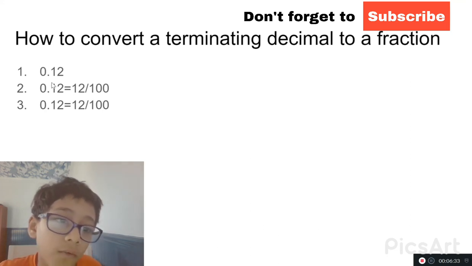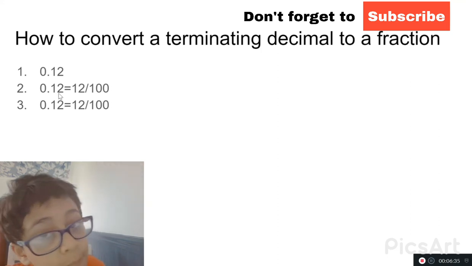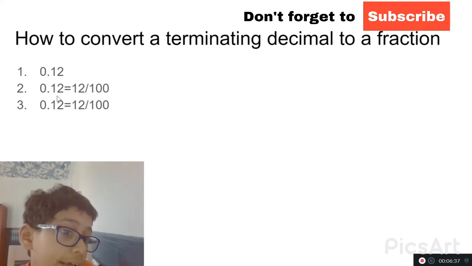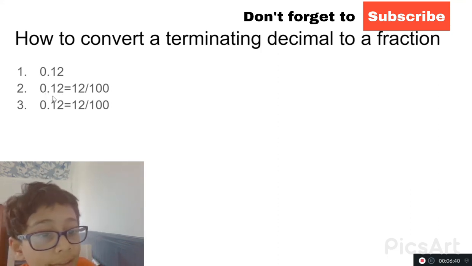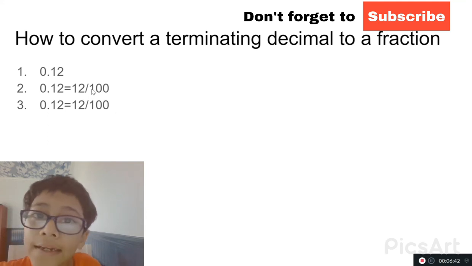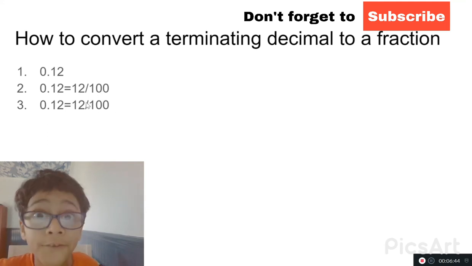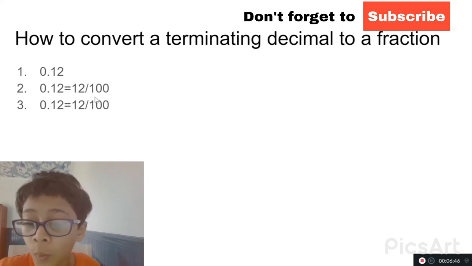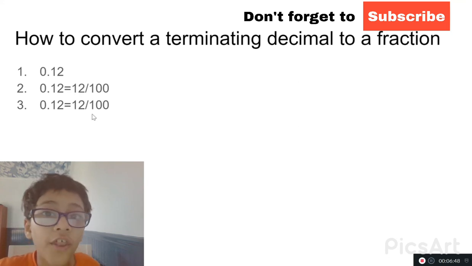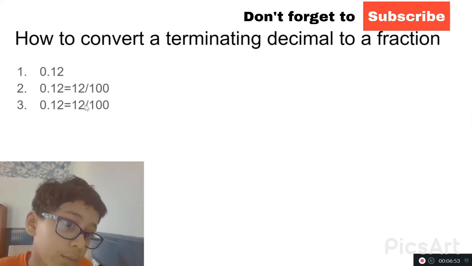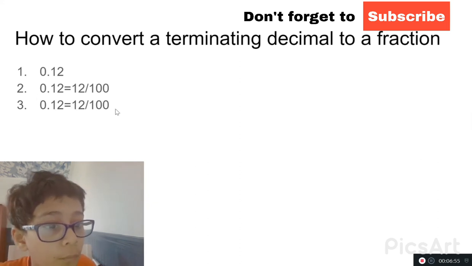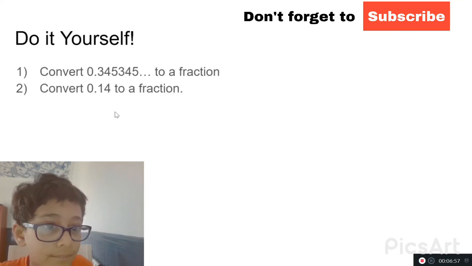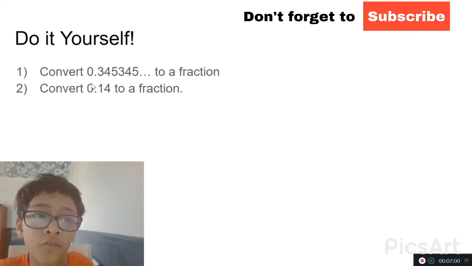Okay. Now the last digit place after the decimal point is the hundredths place. So that is going to be our denominator, 100. So 12 over 100 is the fraction. So 0.12 is equal to 12 over 100. Now do it yourself. Pause this video and find out what these two fractions are.